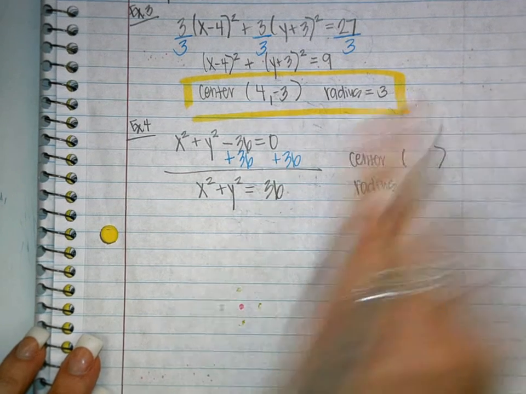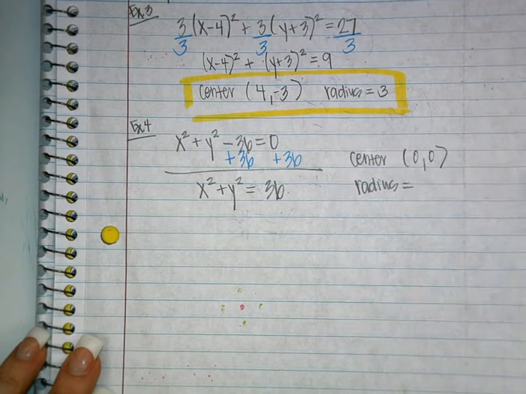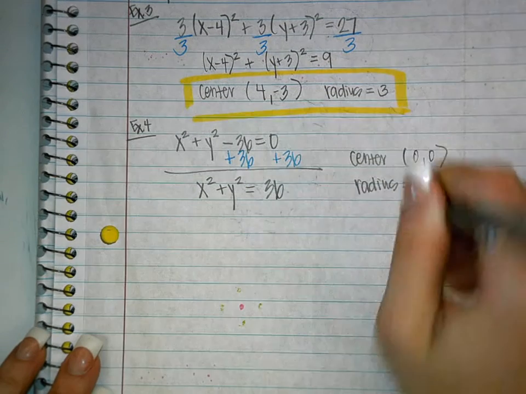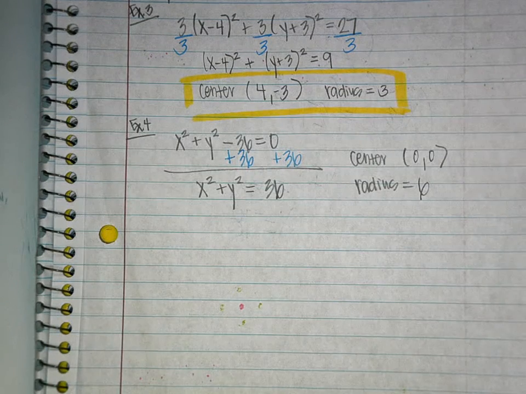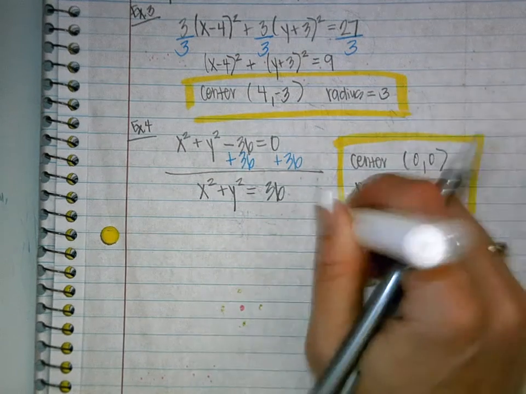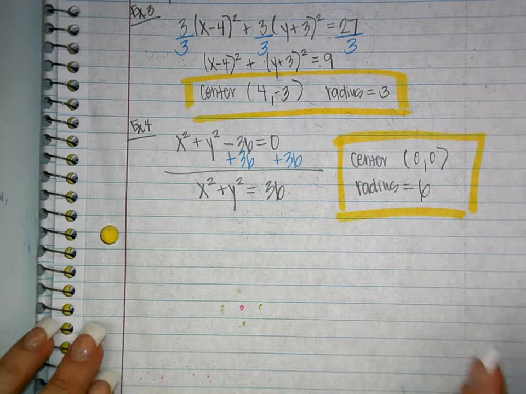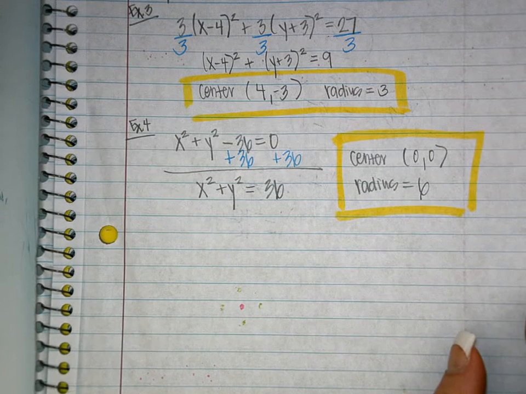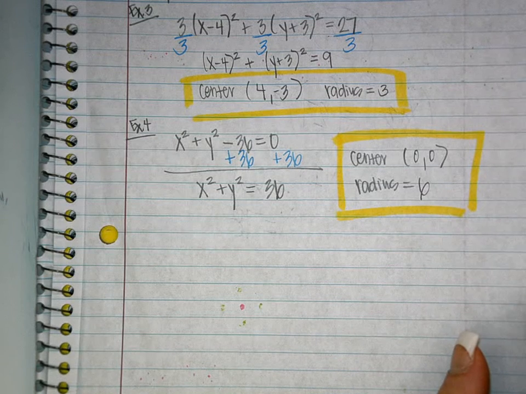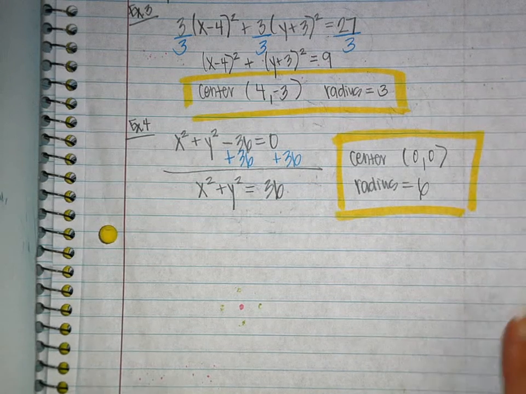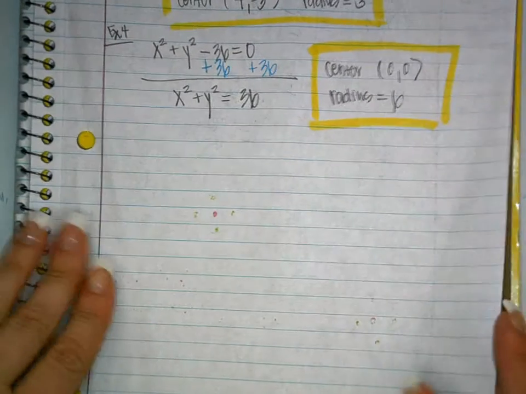0, 0, because there's nothing inside of the parentheses. And what's the radius of this circle? 6. That's your answer. All you really had to do was rearrange your equation just a little bit to get to the right answer. Anybody have questions on how I did that? Okay, now we're going to go backwards.